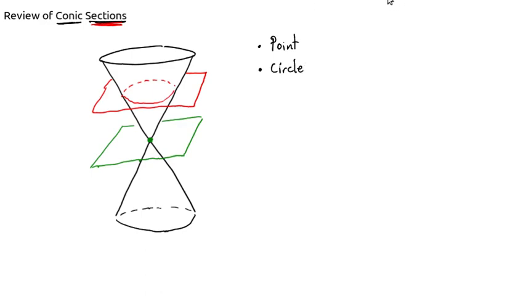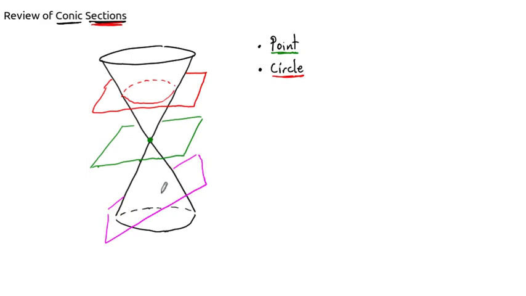So what if we take our plane, instead of slicing with a parallel plane, I'm going to slice the lower nappe now. By the way, we should label these. So the circle is the red. The point is the green here. The next thing I'm going to do is slice the lower nappe, just so we can see what's going on, with a plane that is not parallel to the floor.